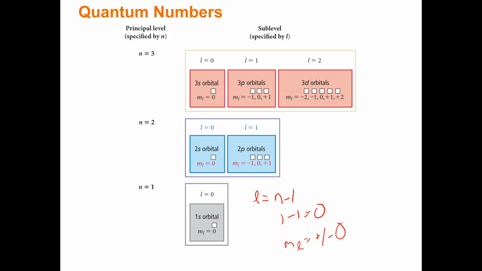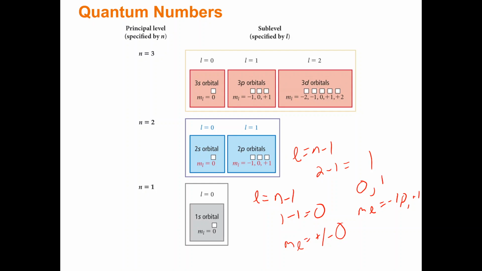Same thing for n equal to 2, only now we have two possible solutions. L, again, is equal to n minus 1, which is now 2 minus 1, so it can be a maximum of 1. That means you can have a value of either 0 or 1. That's why we get the introduction of the p subshell. Within the p subshell, m sub L can be equal to minus 1, 0, and plus 1. So that's why you get those three orbitals. And remember, each one can hold an upspin and downspin electron, so 2 electrons in each, for a total of 6.